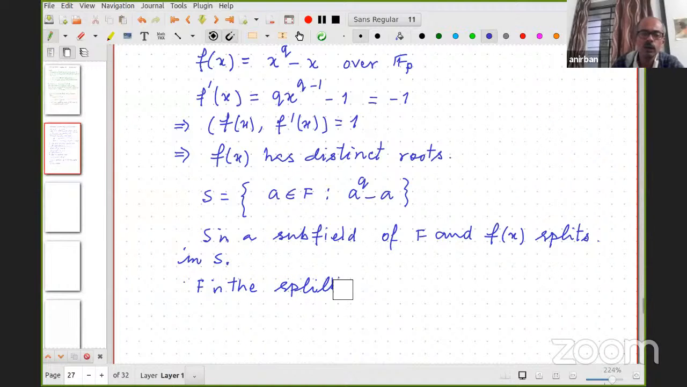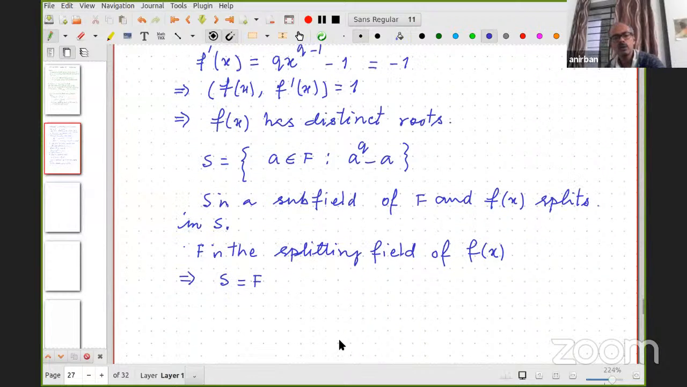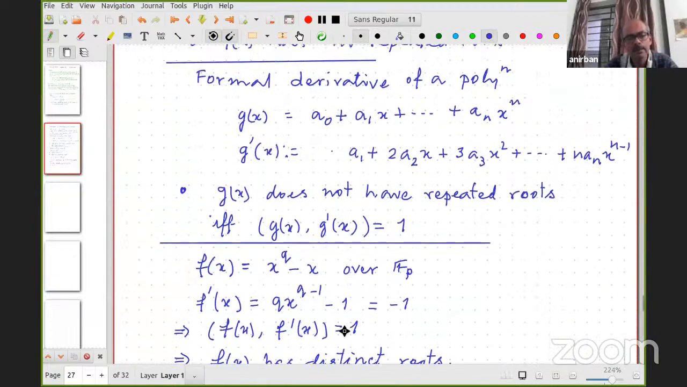So splitting field is also the minimal field where the polynomial splits. So they have to be equal. So the splitting field of f(x), therefore, and the polynomial splits in S, which is a subfield. So it has to be actually equal to this. So F is a field which contains only the roots of this polynomial. So it is a field of Q elements, and that is what we wanted. So we have a field of Q elements by this argument.